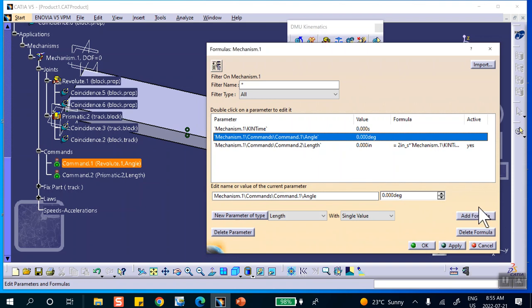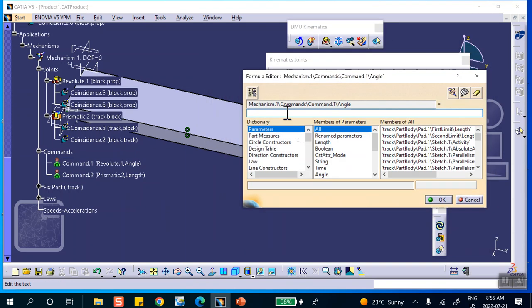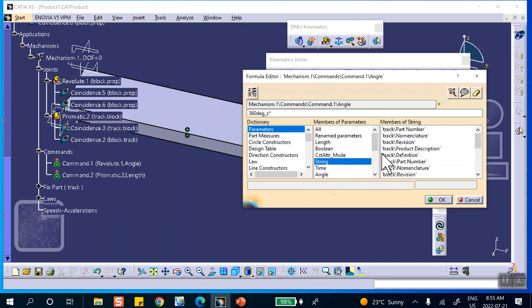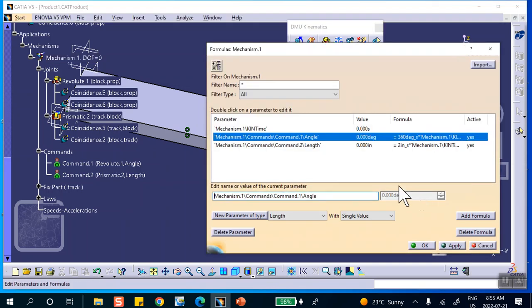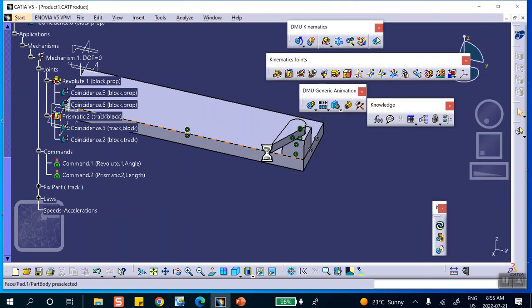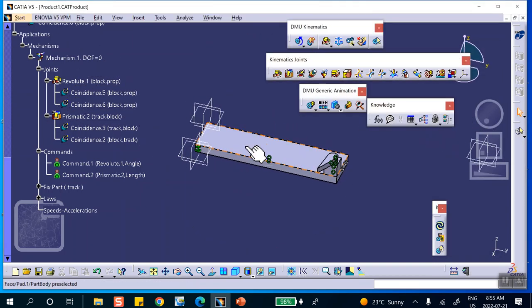So I say add a formula. I can put 360 degrees underscore s, or divided by 1s. It really doesn't matter. Times time. Okay. Good. All right. So save everything.